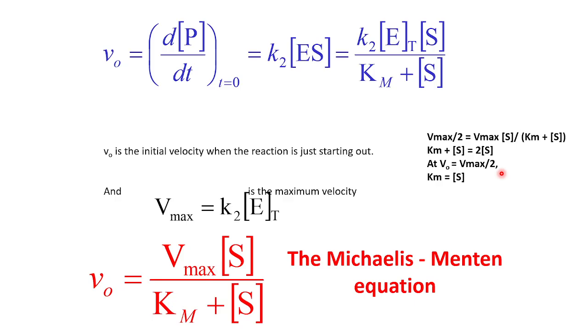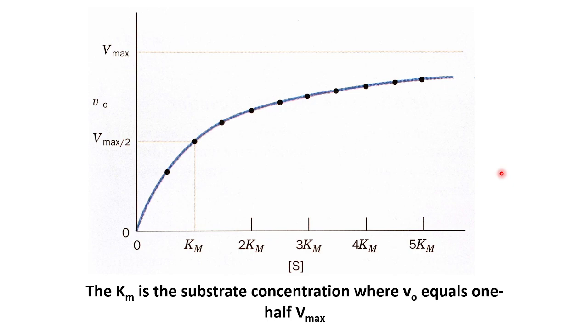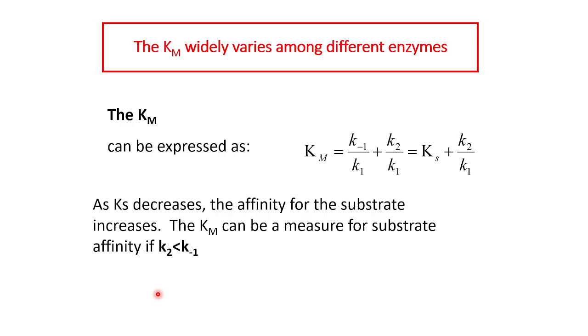So the point at which the velocity is half of Vmax, that is the substrate concentration, and that will give you an idea about the Km value. Now you plot it over here and you see it. So when you plot it, the Km is the substrate concentration where the V naught value equals a half of Vmax. Right, so far so good.